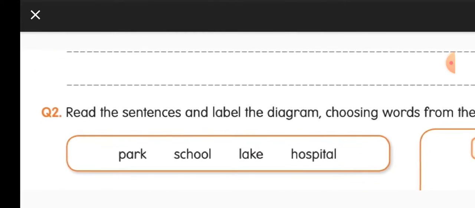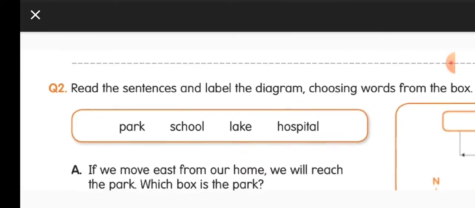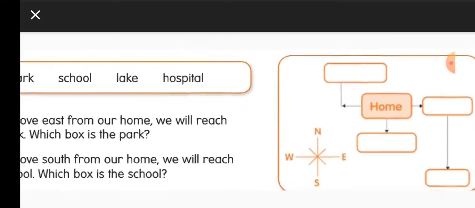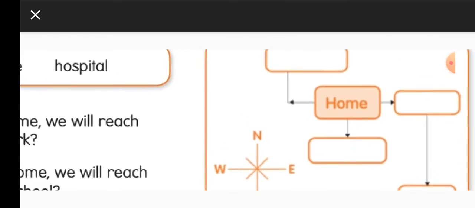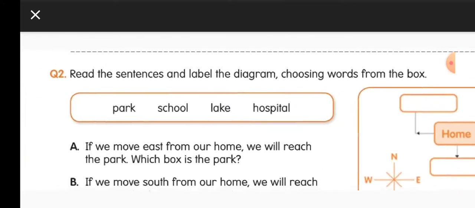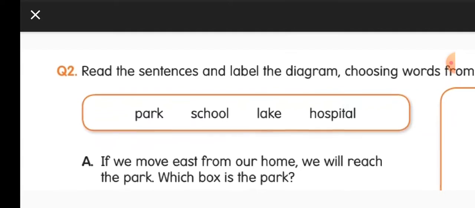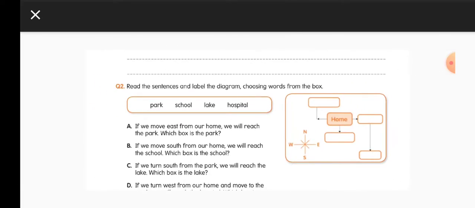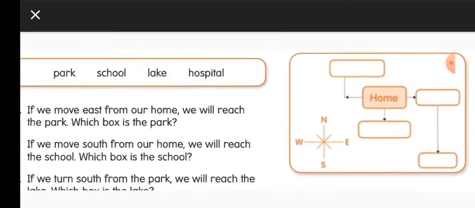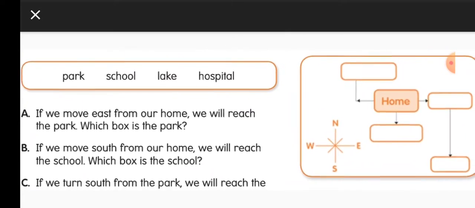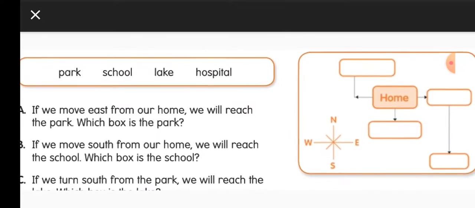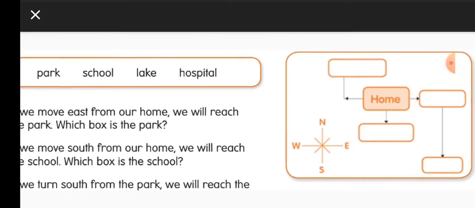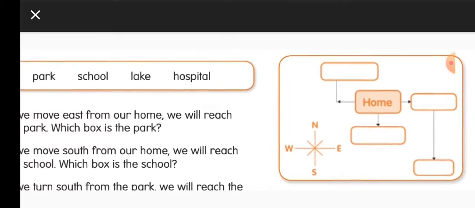Okay, now second question, read the sentences and label the diagram. Choose the words from the box. Okay, here are some empty boxes which you have to fill with the words which are given in the help box: park, school, lake, hospital. But how do we know? In which box should we write which word or which landmark, where to write the park, where to write the school, in which box to write the lake or hospital, how to do that.